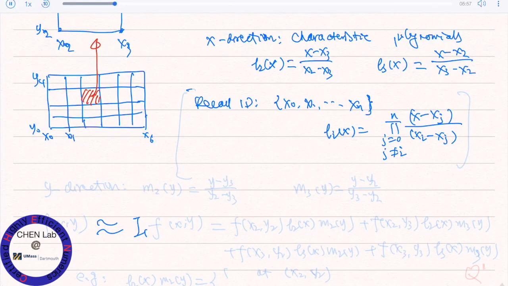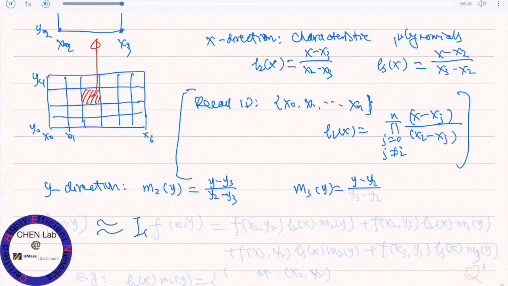And the y direction, that's just a side note, where y goes from y2 to y3. The characteristic polynomials, because we used L already, we're going to call M. M2(y) should be 1 at y2 and 0 at y3. We're only focused on the y direction; you do it direction by direction. That's the idea of the tensor. So it's (y minus y3) divided by (y2 minus y3), and M3(y) is (y minus y2) divided by (y3 minus y2). So you are using degree 1 along each direction.